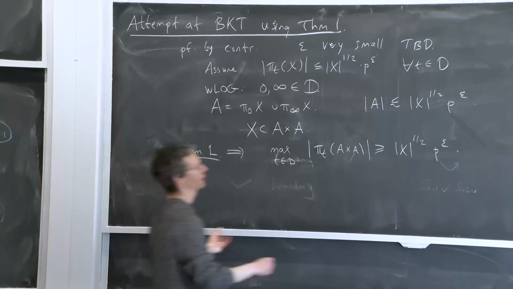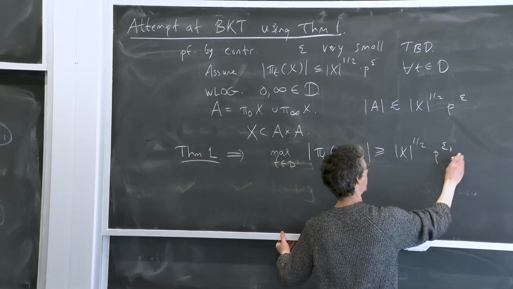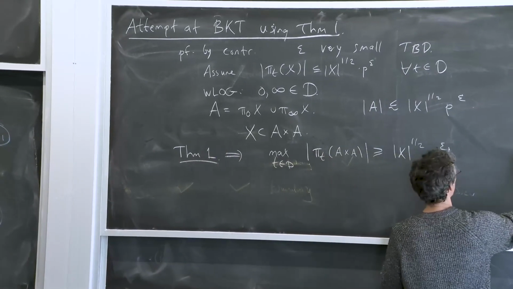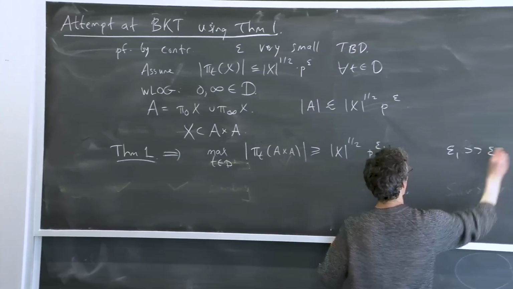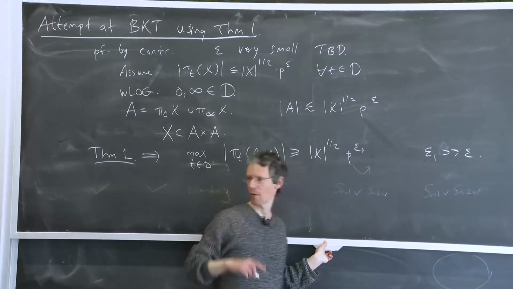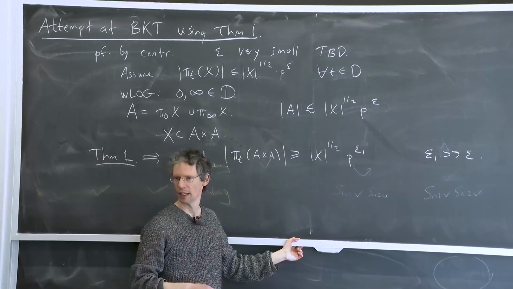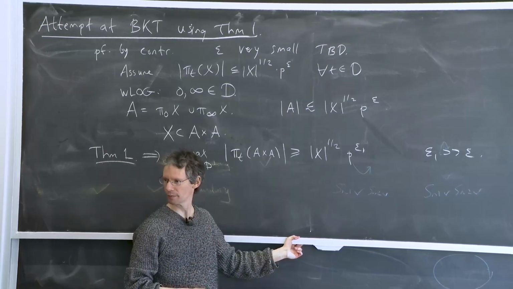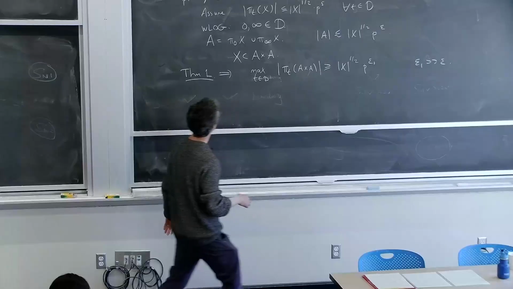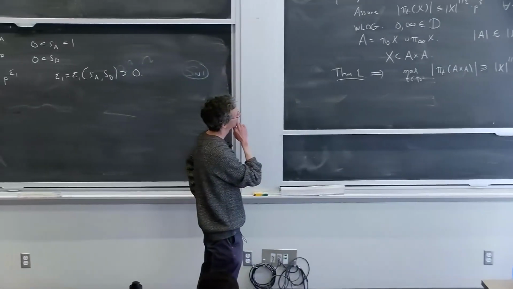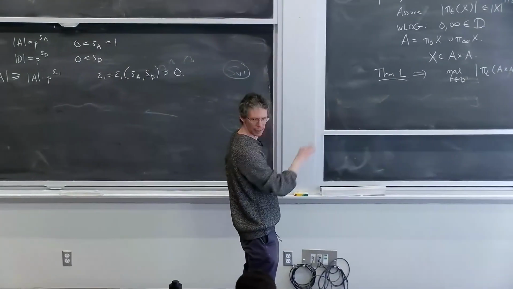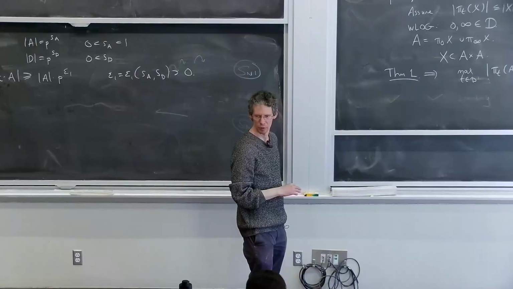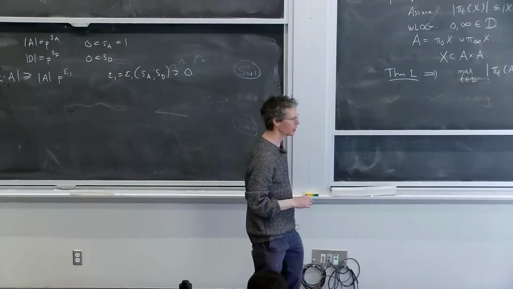And even bigger than that. So this could be epsilon 1. And epsilon 1 is much bigger than epsilon. So epsilon 1 came from a theorem that's already proven. It's some number. And we get to choose epsilon as small as we like. So we choose it much smaller than epsilon 1. OK. But this is not yet the projection theorem that we're aiming for.